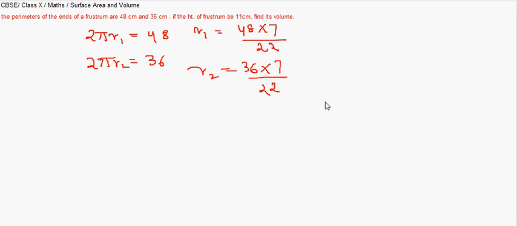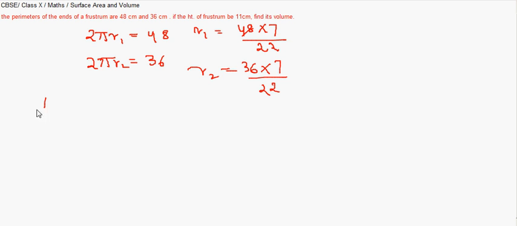And if I do so, what do I get? I will be getting this as 11. Let it be as 21. Why do I cancel? Let this be as it is. This is my R1, this is R2. The height is given. We have to find the volume.